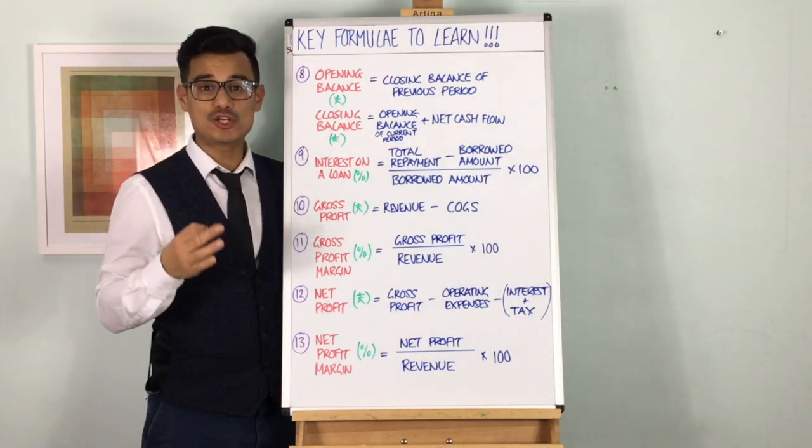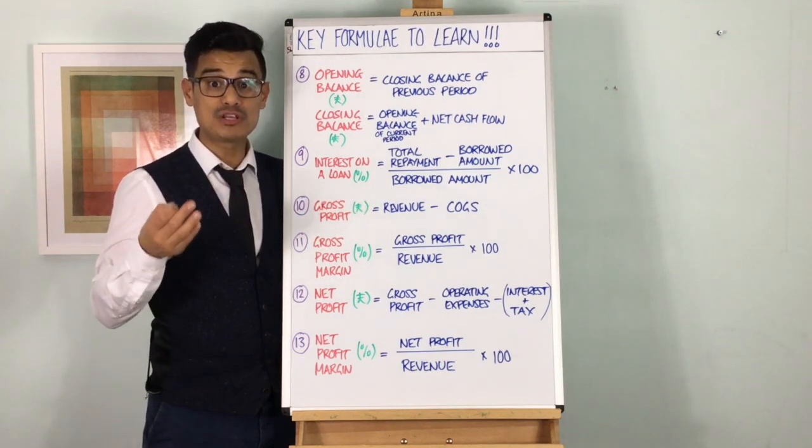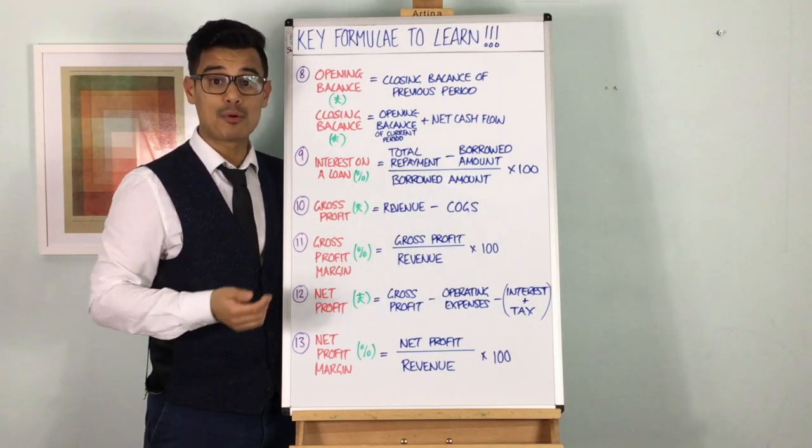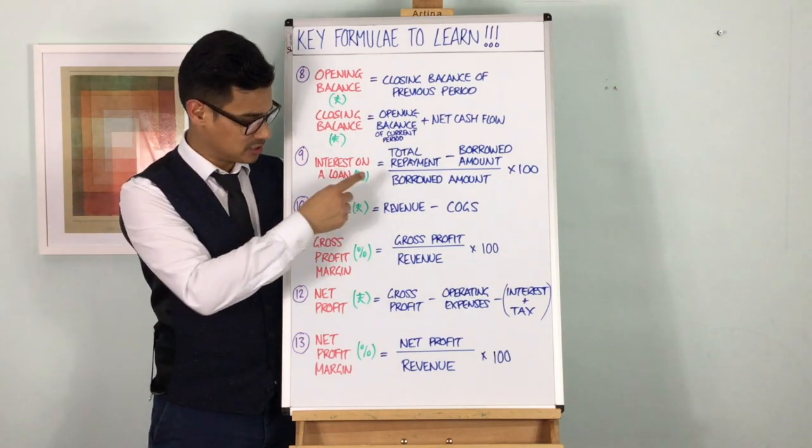Number nine is the interest on a loan as a percentage, and that's going to be the total repayment minus the borrowed amount, all divided by the borrowed amount, times by 100 because it's measured as a percentage.